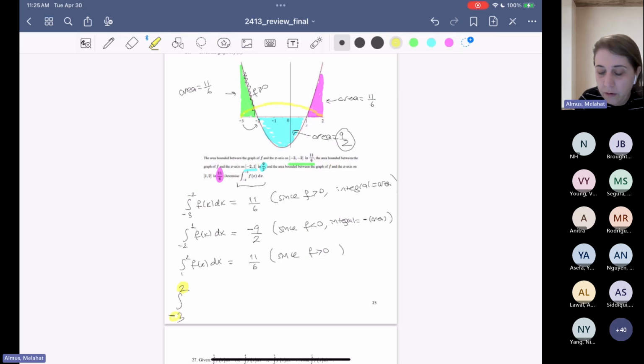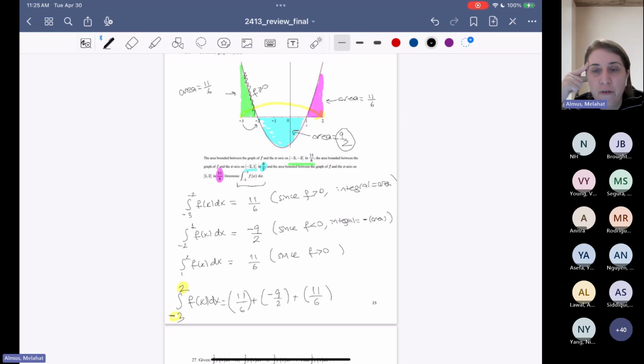All the way to go from here to there. What do we do? One piece, another piece, another piece. Okay, so it's 11/6, -9/2, another 11/6. Okay, so depending on the interval you need to cover, if your function is positive, integral equals area. If your function is negative, integral equals negative of the area. If your function switches positive, negative over the given interval, you need to split it up. Okay? That's good? Can you handle it? If it's positive, integral is positive. If it's negative, integral is negative.